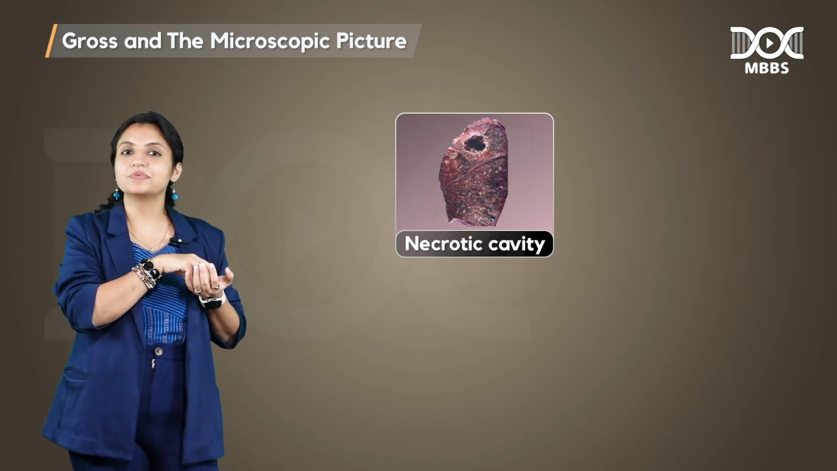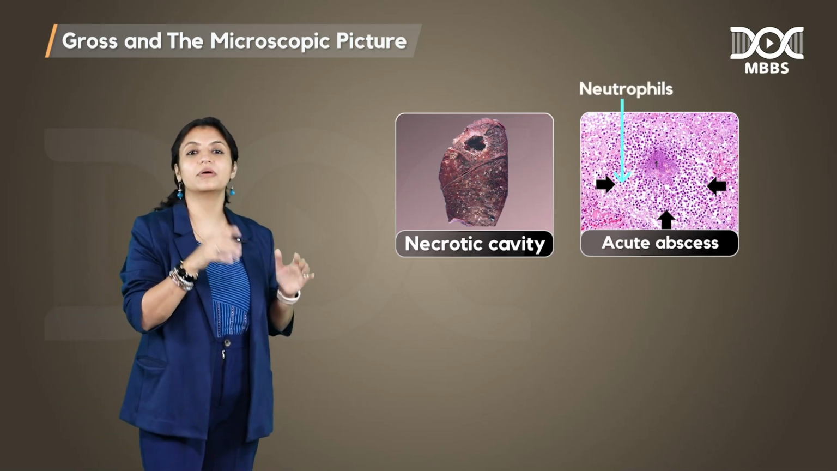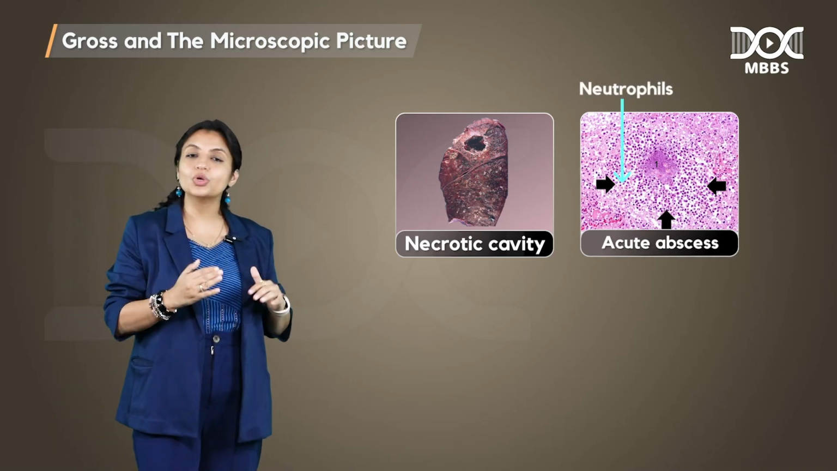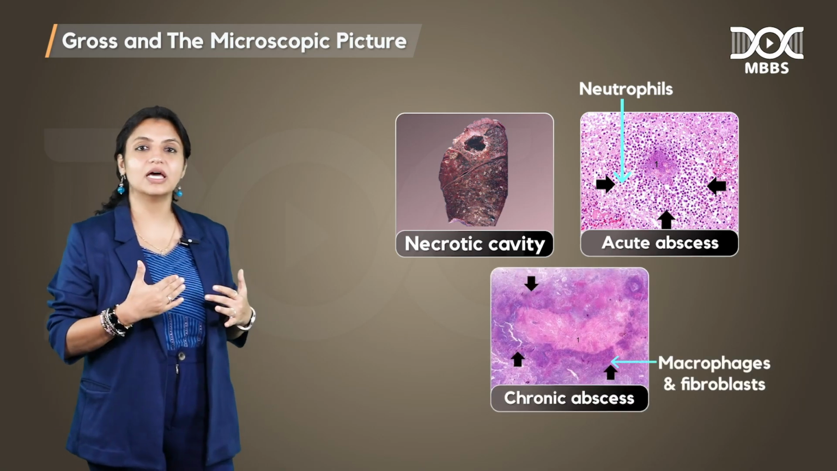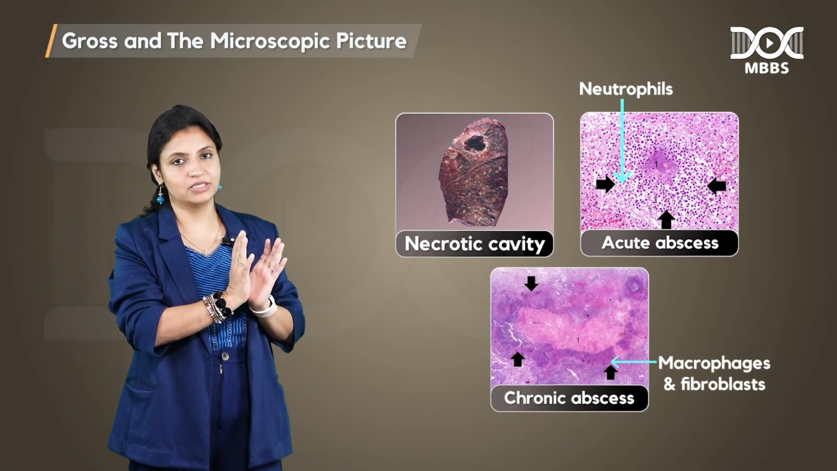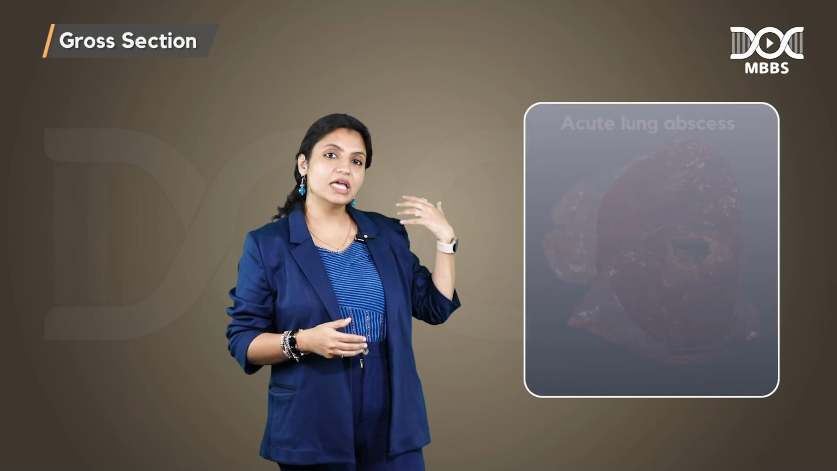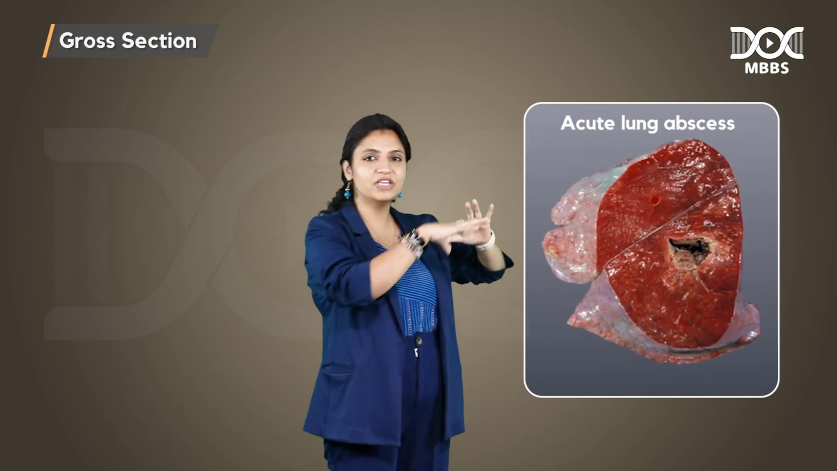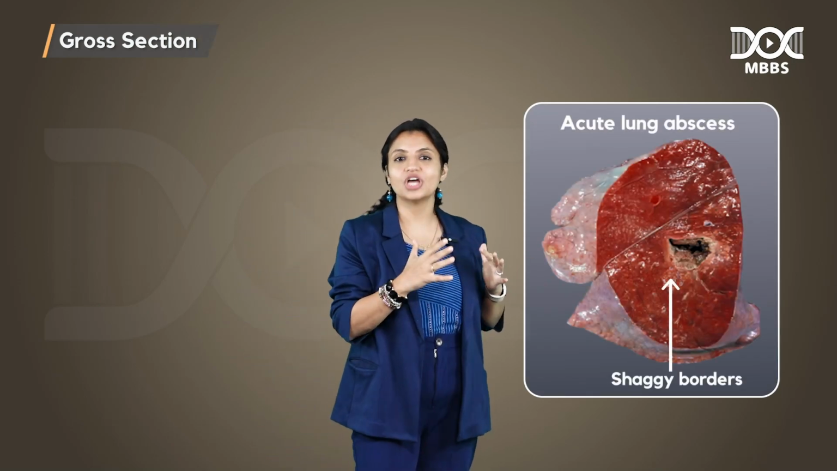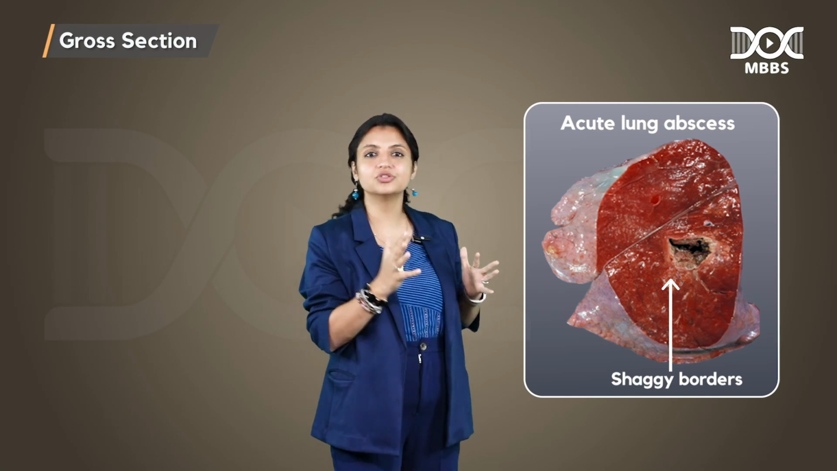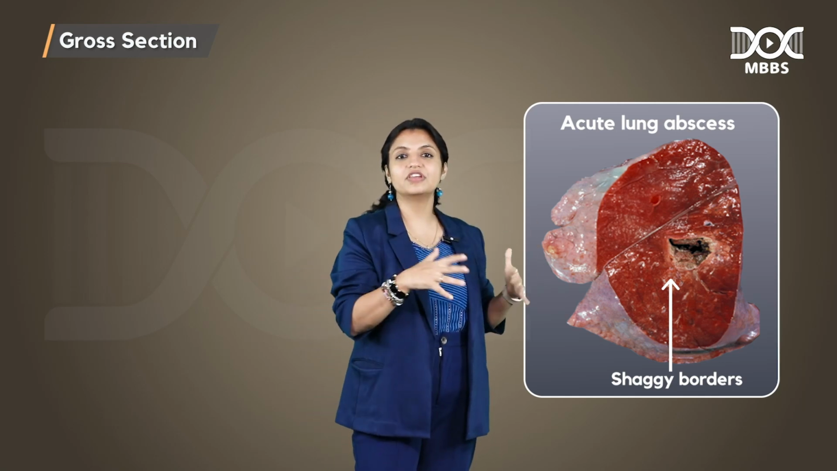Normally, when the abscess is acute, it will be lined by acute inflammatory cells. But slowly, when it becomes chronic, it will be lined by macrophages and fibroblasts. Obviously, when you look at an acute abscess grossly, it will have very shaggy borders, because acute inflammatory cells, that is neutrophils, will be infiltrating here and there.